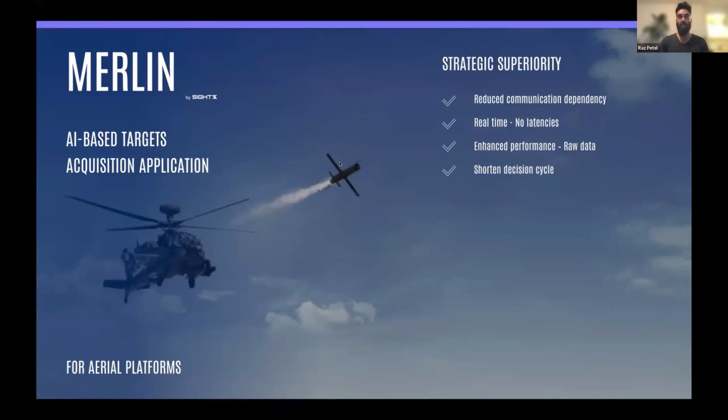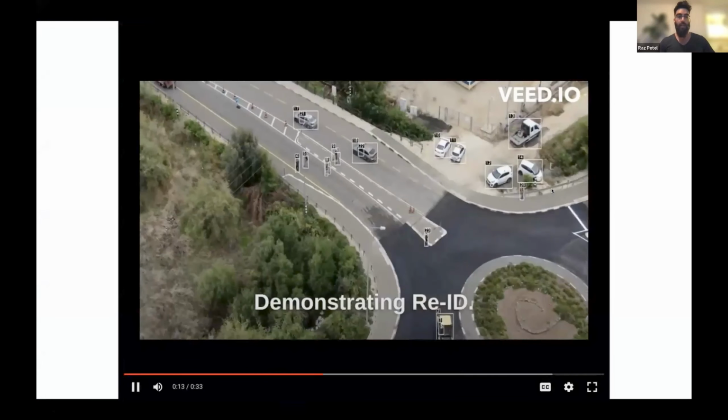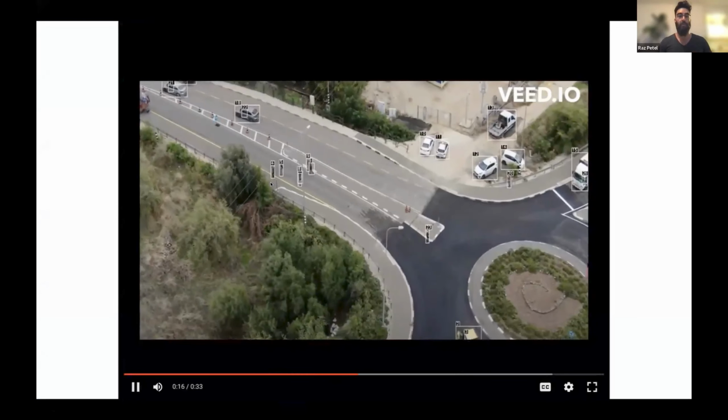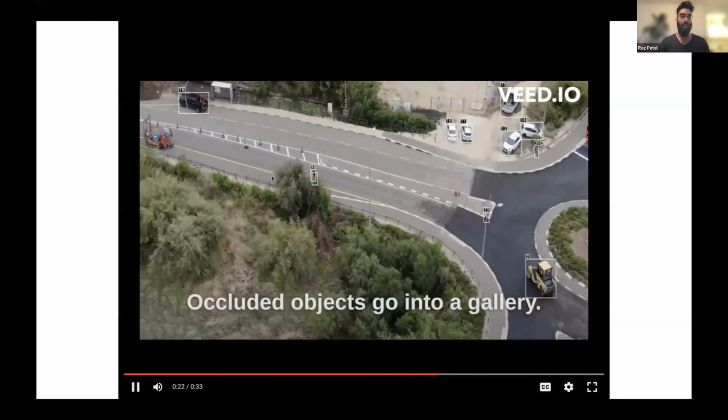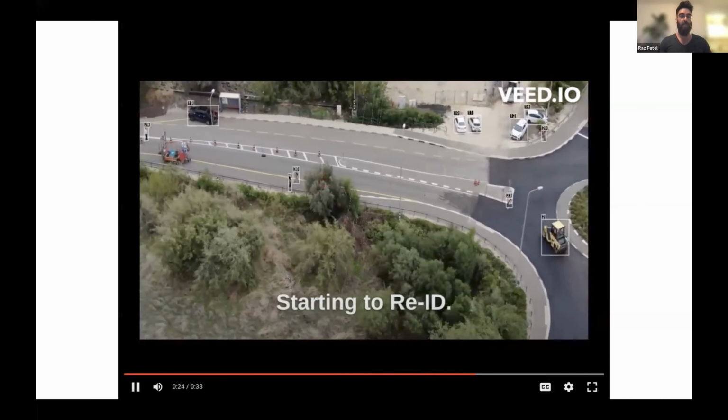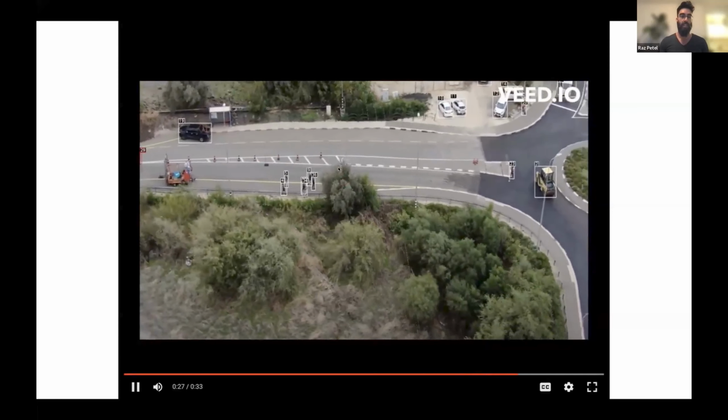So I'm going to start with an example. I'm talking about Merlin. It's our aerial product, and it's a little showcase of what it can do. You see here a bunch of vehicles and people in a parking lot in thermal imaging. And then you see a very interesting case of re-identification. A group of people is going into hiding, and when they come out, we want them to be able to resume their original identities.